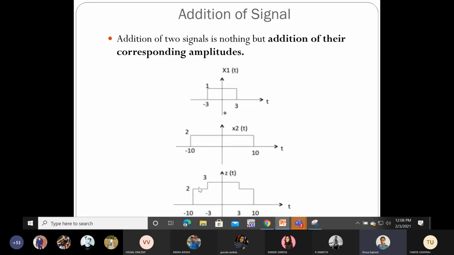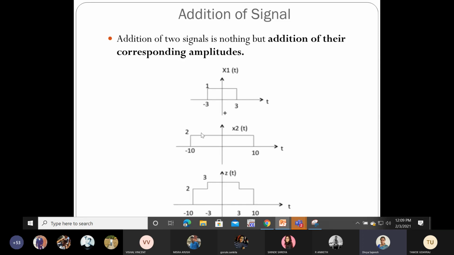So here x2 is having -10 to 10. So let us take the first interval -10 to -3. Between the interval -10 to -3, the second signal amplitude is 2, whereas the first signal amplitude is 0. So I can draw it now. From -10, the signal starts, and its amplitude will be maintained as 2 till the next point of the interval, that is at -3.